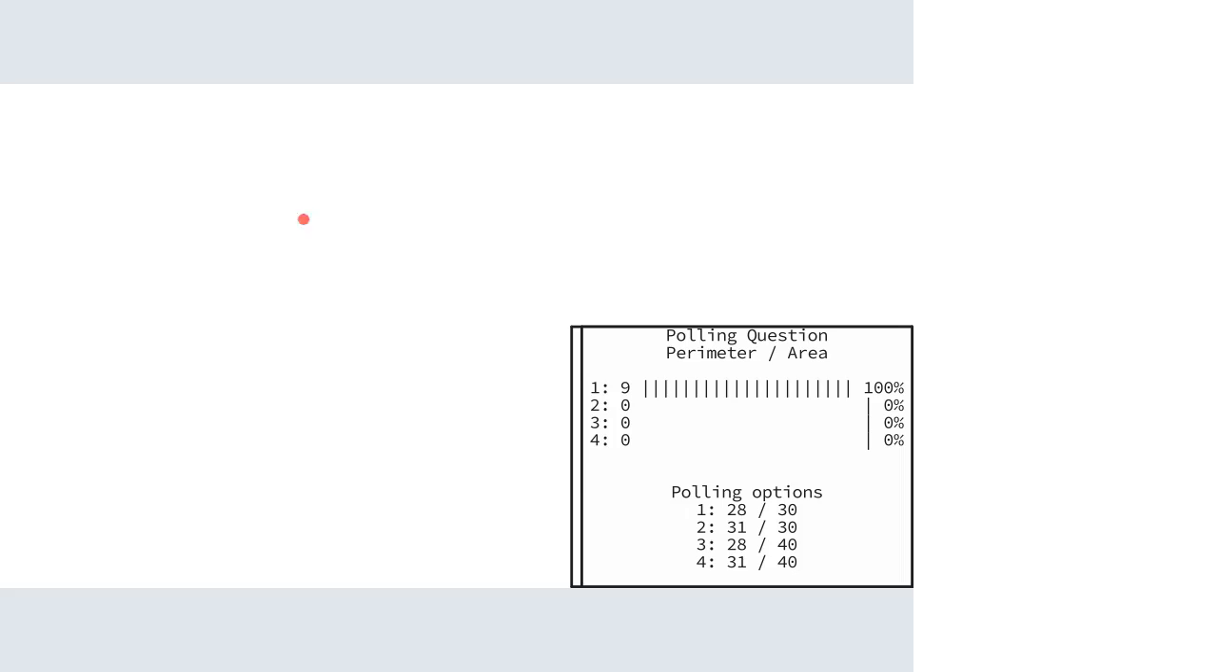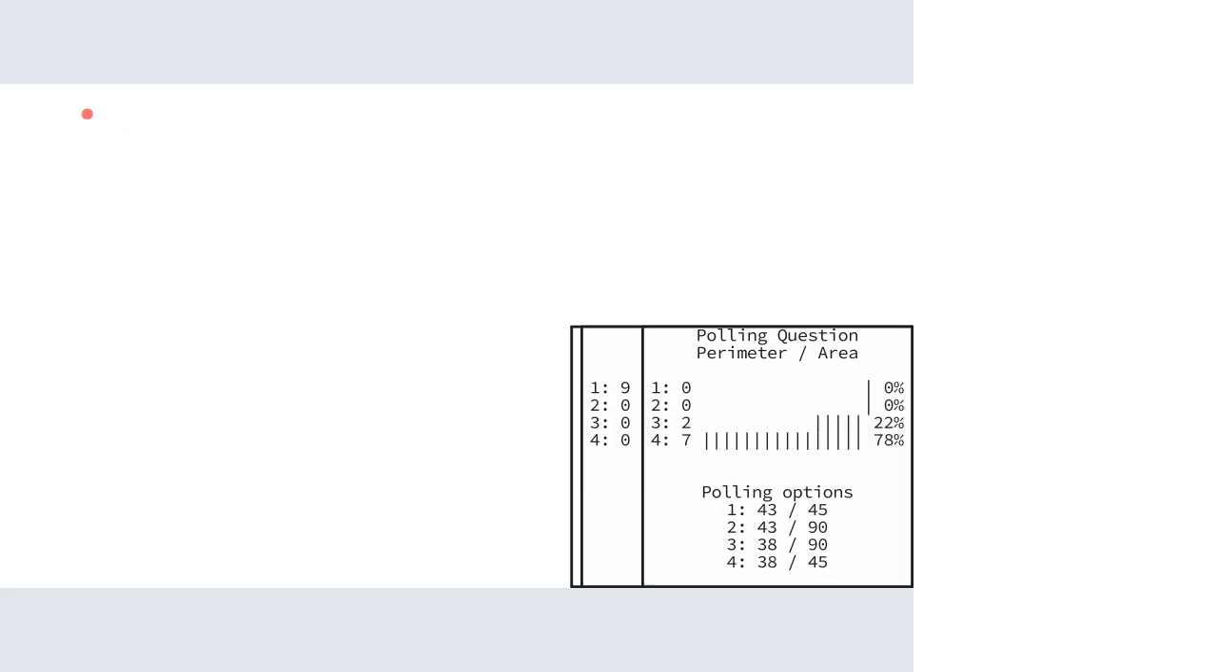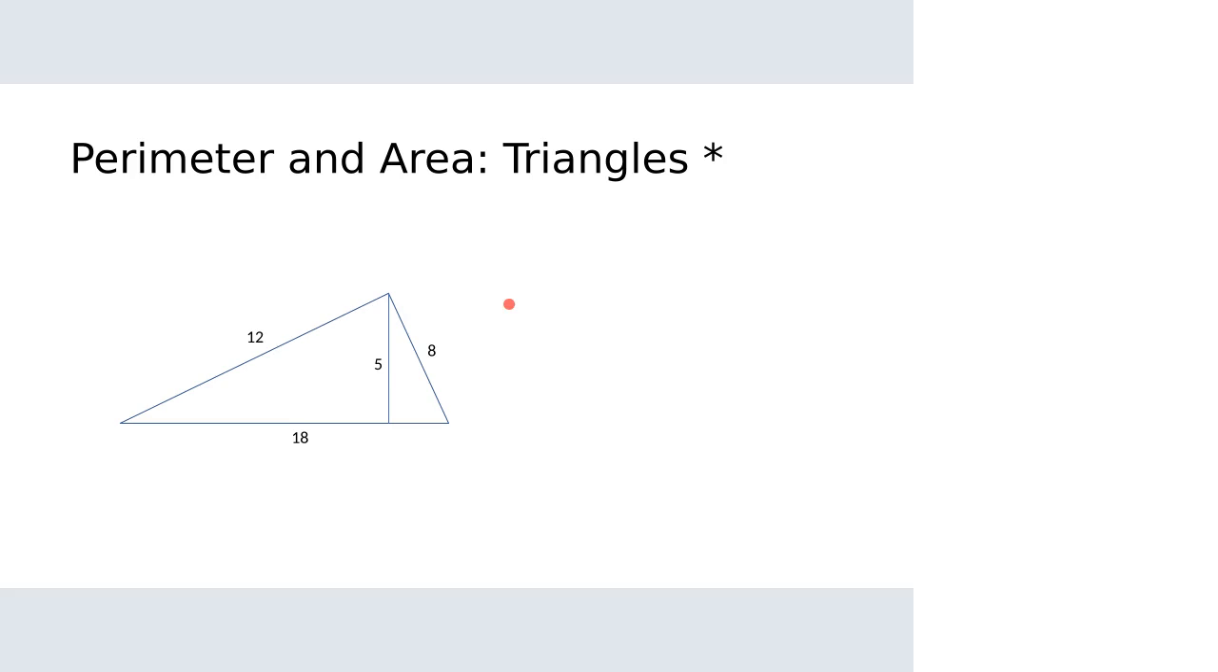All right, let's take a look and see where we are on this one. Not unanimous, close, definitely strong agreement, not unanimous. All right, let's take a look.